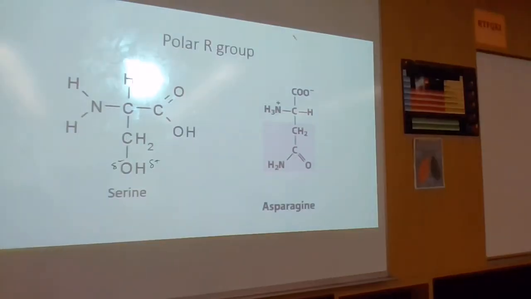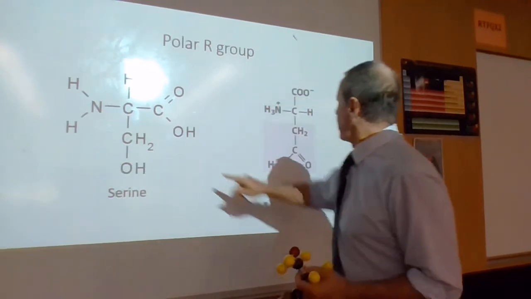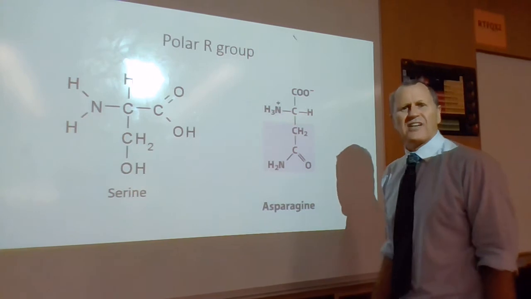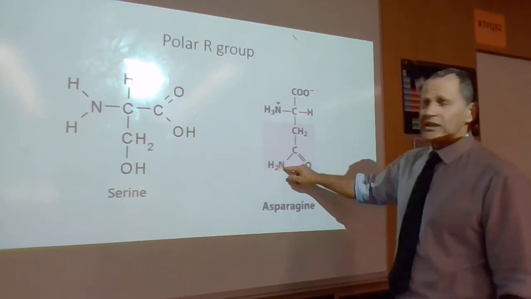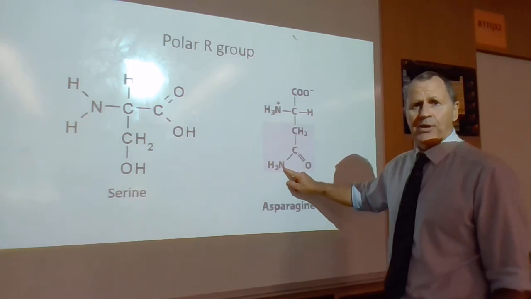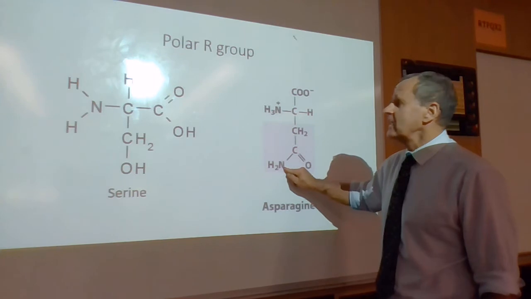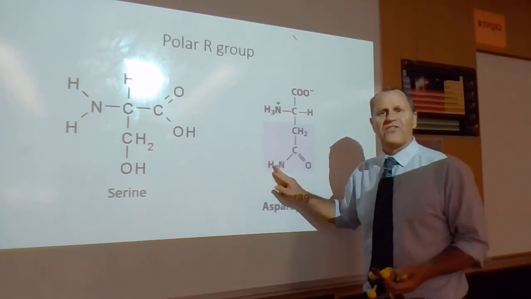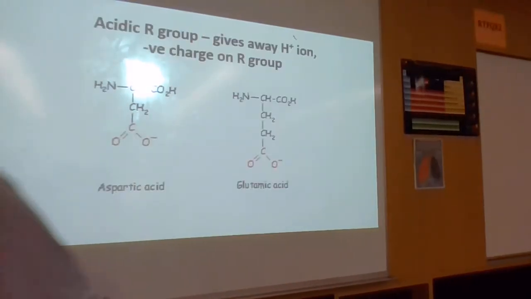So let's go on. Asparagine and serine are polar. I didn't make the asparagine because I think I've made quite enough amino acids. Here we've got the H2N, and we know what that does. We know it's a polar bond. We know the H is a delta positive. We know the N is a delta negative. So we know it's going to be hydrophilic, which of course the polar R groups are.